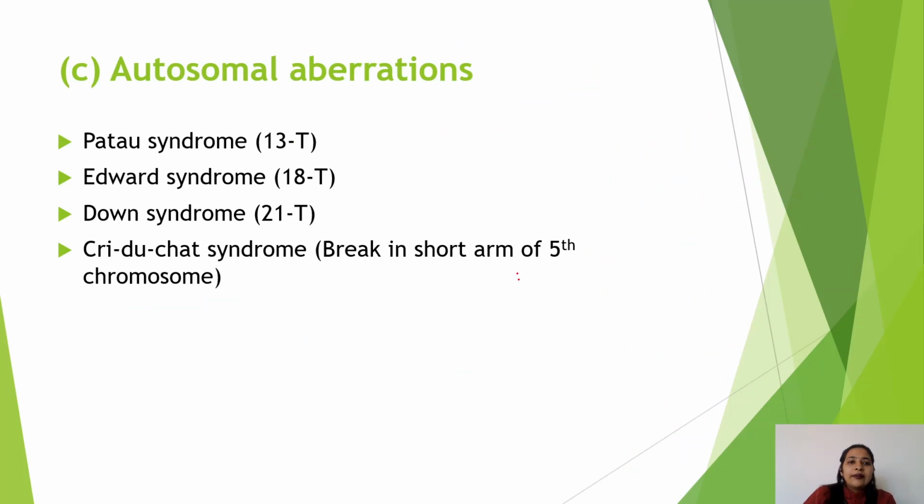So autosomal aberrations: Patau, Edward, Down, and Cri-du-chat, which is a break in the short arm of the 5th chromosome. That means if this is the 5th chromosome, 5th pair, the short arm is broken, right? This is Cri-du-chat. Now I hope in detail you can read the symptoms from the notes or in your standard books. In case of any doubts, please mention it in the comment section or in the Telegram channel. I'll definitely revert back to you, right?